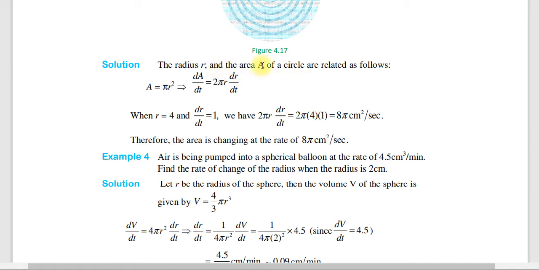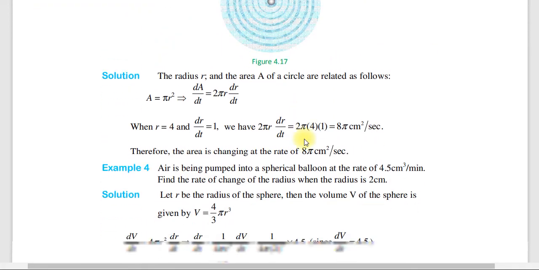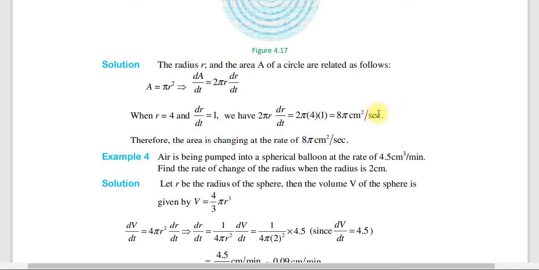The radius r and the area A of a circle are related as follows. Area is equal to pi r square. Then, taking the derivative of both sides with respect to time, dA by dt is equal to 2 pi r dr by dt. When r is equal to 4 and dr by dt is equal to 1, that is 2 pi times 4 times 1, which is 8 pi cm square per second. Therefore the area is changing at the rate of 8 pi cm square per second.